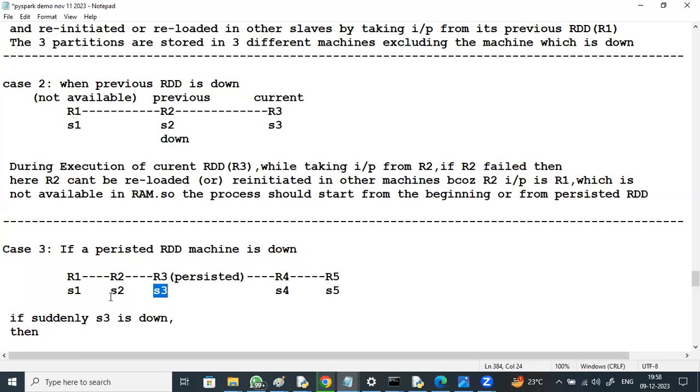Till R3, the flow will be executed without performing an action. Generally, to execute the flow, an action has to be performed. But here, whenever the persisted RDD is down, the flow automatically executes from R1 to R3, and R3 gets re-persisted automatically. Understand this.